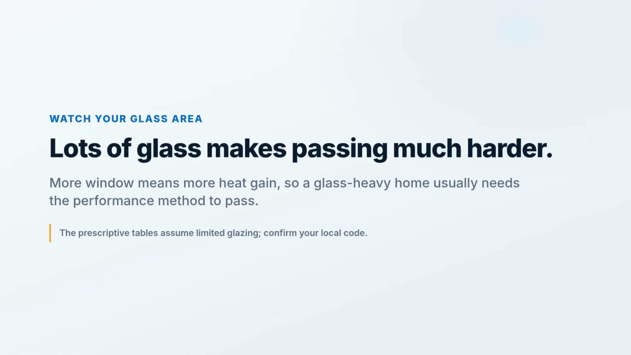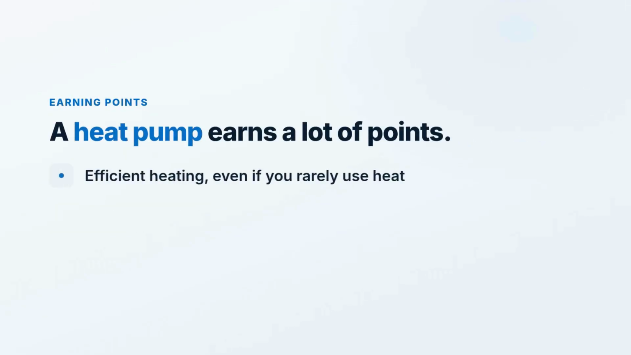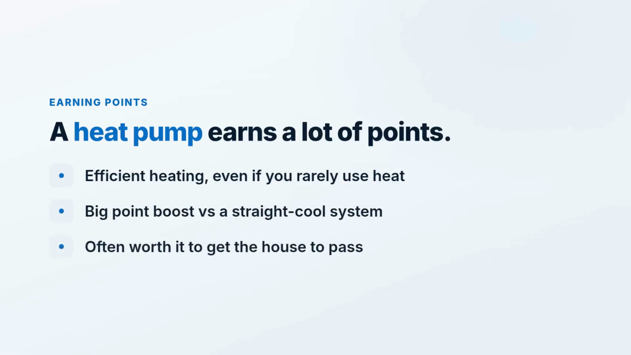But again, it becomes more difficult. It just gets too expensive with some homes. So when we look into the performance method, some of the big things, a lot of these are mandatory in the prescriptive, such as going to a heat pump.